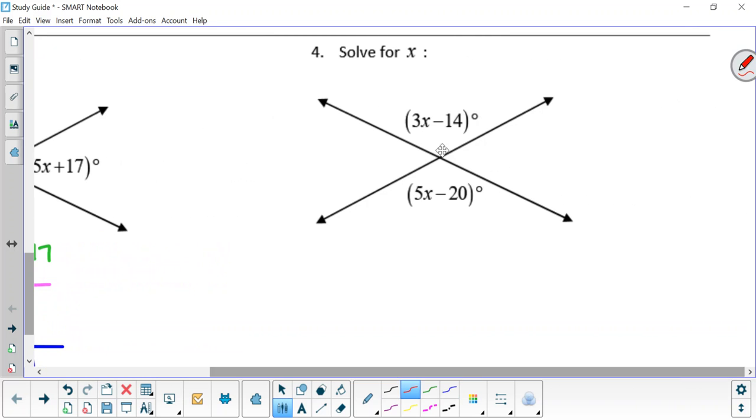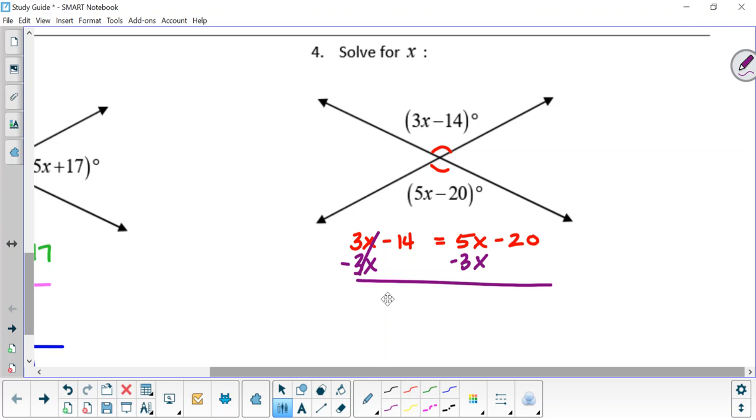So 4 is also a set of vertical angles. They are across from each other, so they're going to equal each other. 3x minus 14 equals 5x minus 20. Again, when solving, I like to bring the smaller x's to the bigger x's. So that leaves me with negative 14 now equals 2x minus 20.